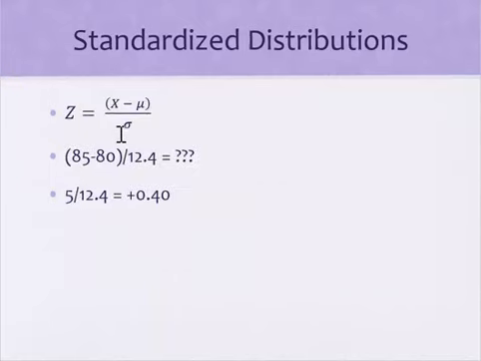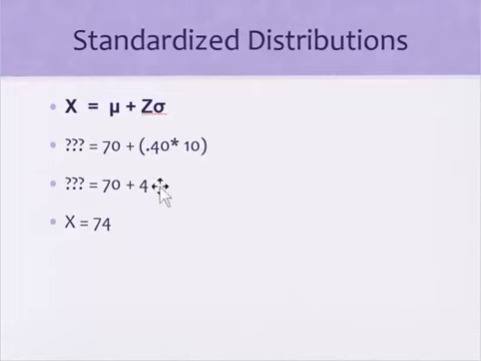All right, so here we start off by figuring out the z-score. We had a raw score of 85, which was your final score for the class, minus 80, which was the class mean. That gives us a difference of 5 divided by the standard deviation for the class of 12.4. That gives you a z-score of plus 0.40. So pretty good, right? Almost a half standard deviation above the mean, so you did better than the rest of the class.